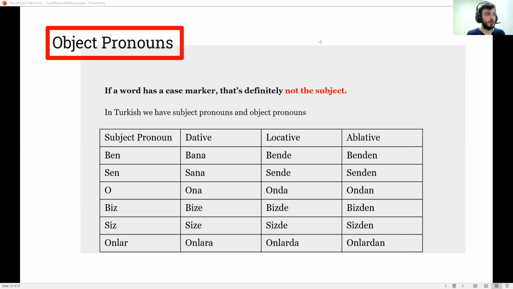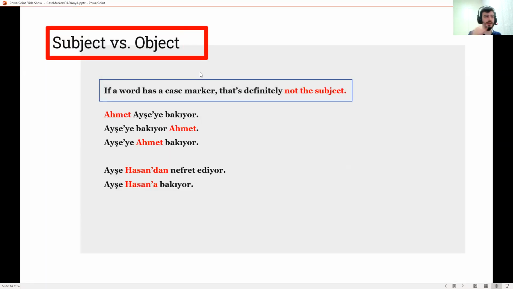And there is also very important information that I can give. If there is a word that has one of these case markers, it is never the subject. This is very important. I'm going to give you some examples. In Turkish, you can basically change the order of the sentence, even though we don't use that a lot. In poetry, in songs, you might actually hear this. You can play with the sentence however you want.